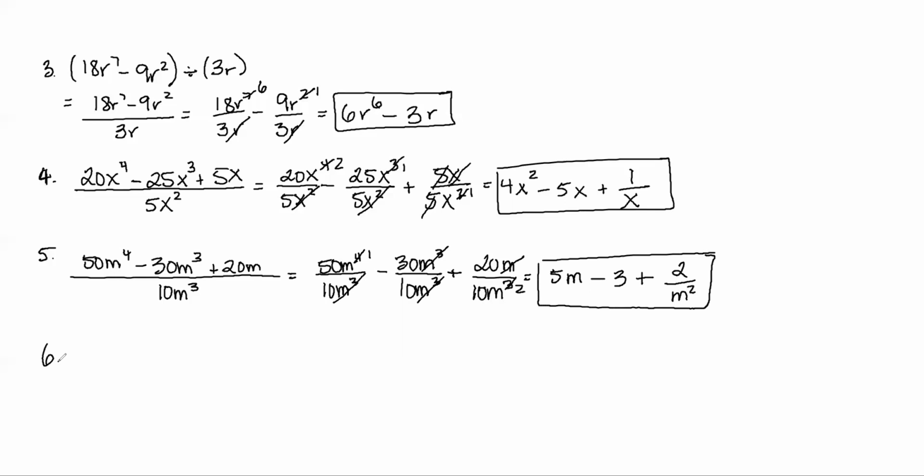Okay, this next one is kind of funky just because of the signs. So we're given negative 8p to the 4th minus 6p cubed minus 12p to the 5th, all over negative 3p cubed.